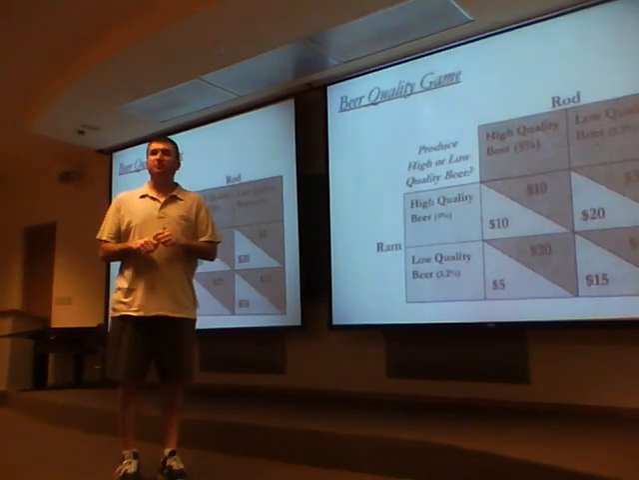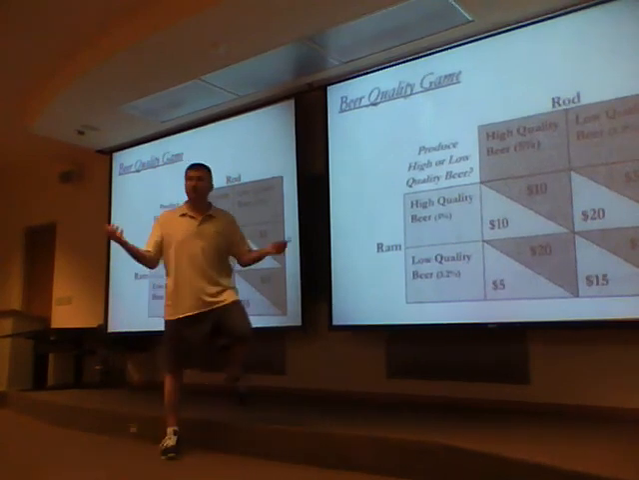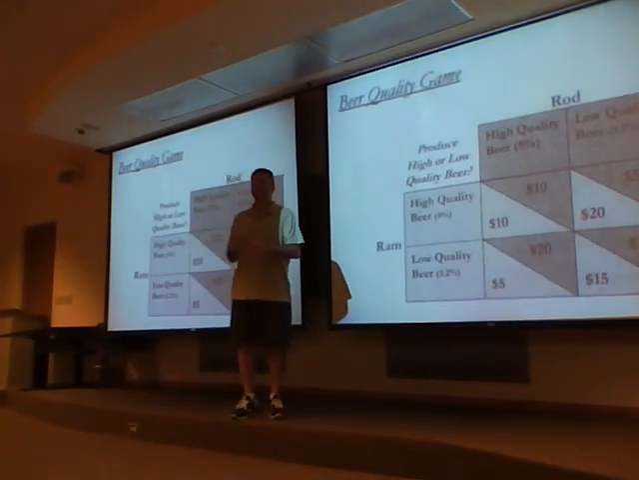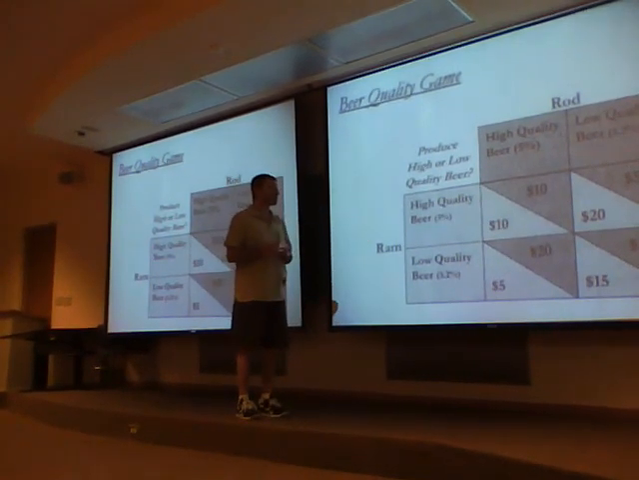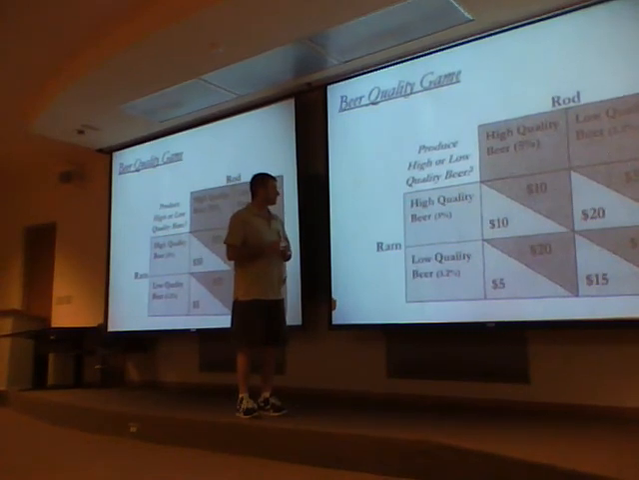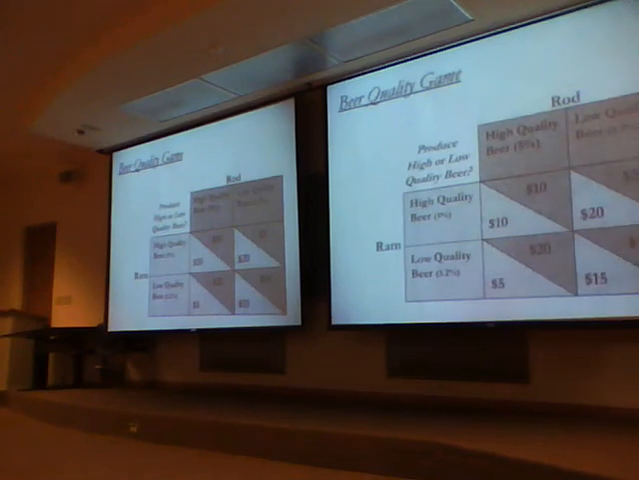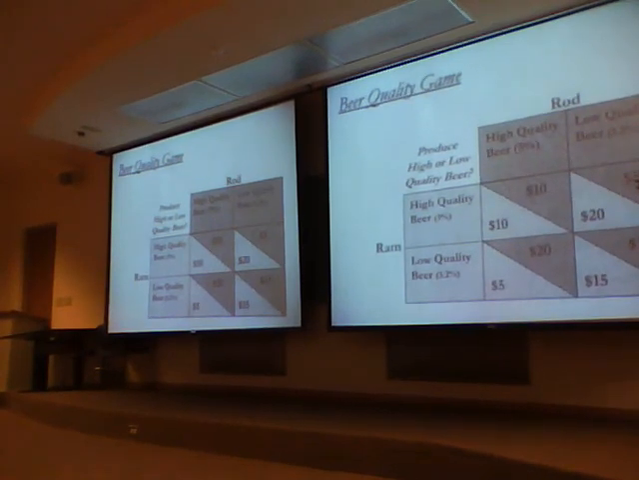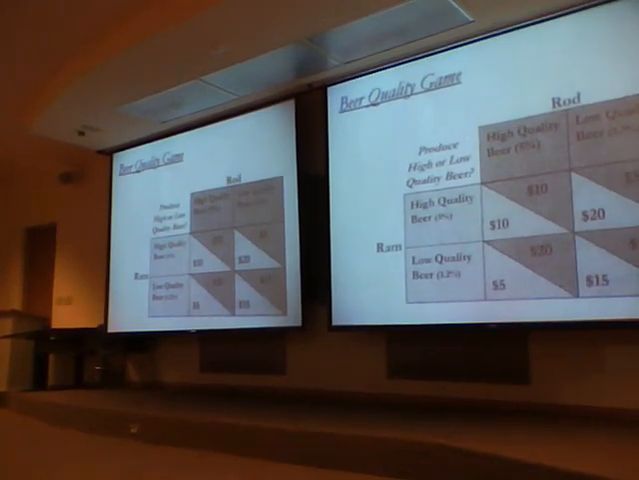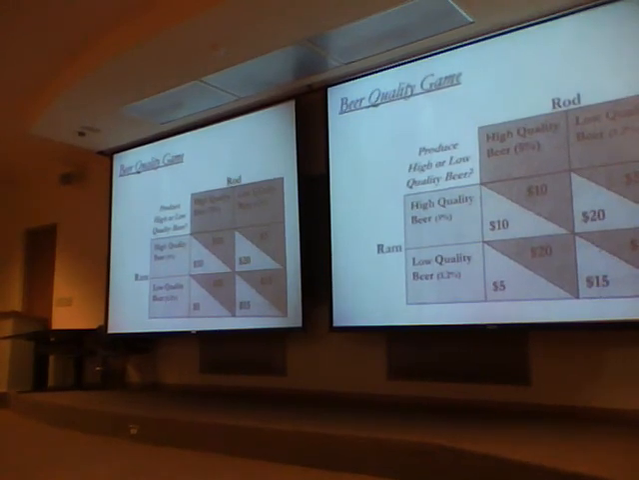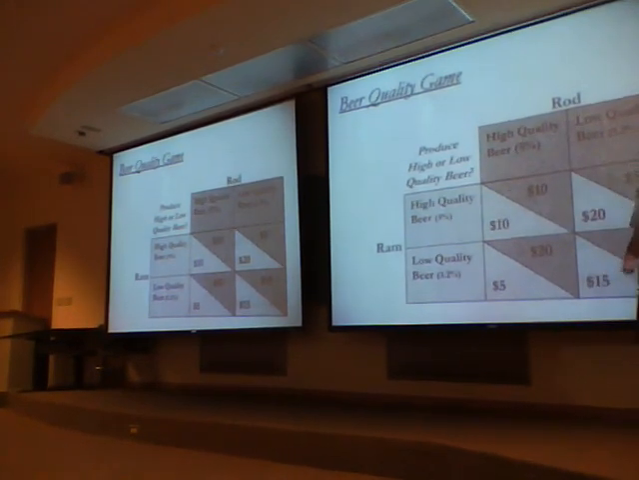No, and here's why. For the dominant strategy, you're not colluding together. You're not talking with each other. Let's say we're Rod, and Ram is producing high-quality beer. Well, you'd rather have 10 than 5, so you'll produce high-quality beer. If Ram is producing low-quality beer, you'd rather have 20 than 15, so again, you're going to produce high-quality beer.